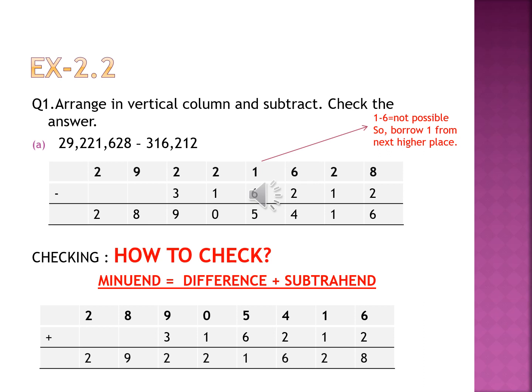Now how to check? If you add difference and subtrahend and the answer comes out to be same as the minuend, then your subtraction is correct. So the formula for checking comes out to be minuend is equal to difference plus subtrahend. So the difference was 28,905,416 and the subtrahend was 316,212. Now we can add both of them and we got the answer as 29,221,628. Now if we see, this is same as the minuend. So our subtraction is correct. So this is how you can always check your subtraction.